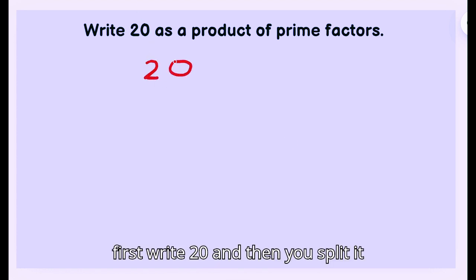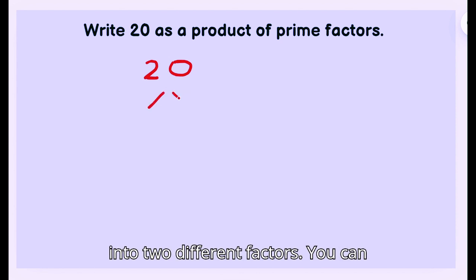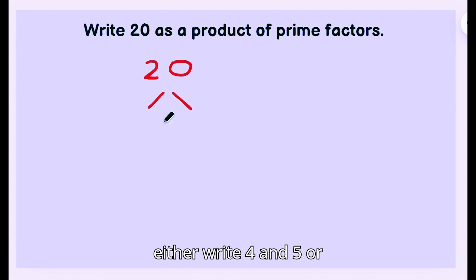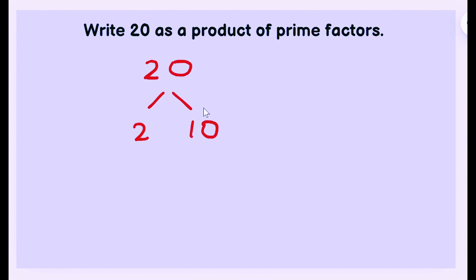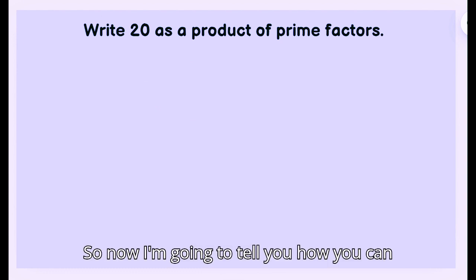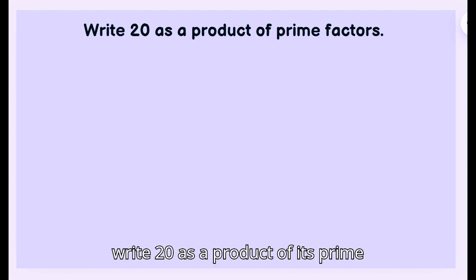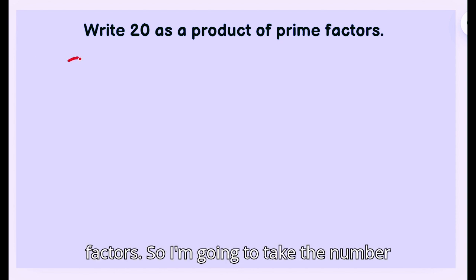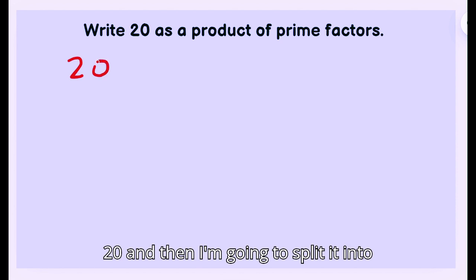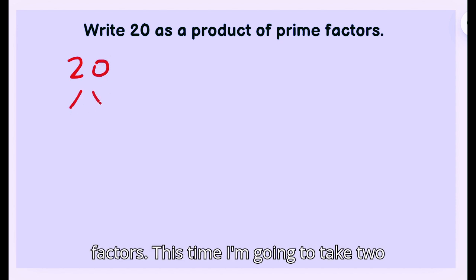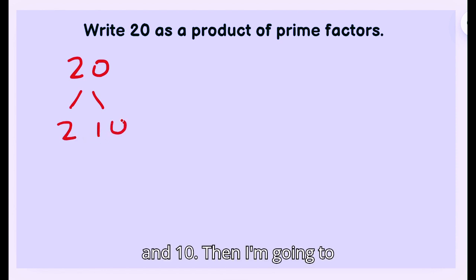So first write 20 and then you split it into two different factors. You can either write 4 and 5 or 2 and 10. So now I'm going to tell you how you can write 20 as a product of its prime factors. So I'm going to take the number 20 and then I'm going to split it into factors. This time I'm going to take 2 and 10.